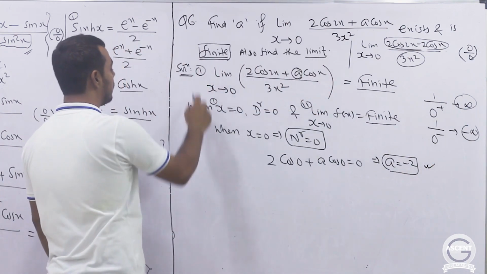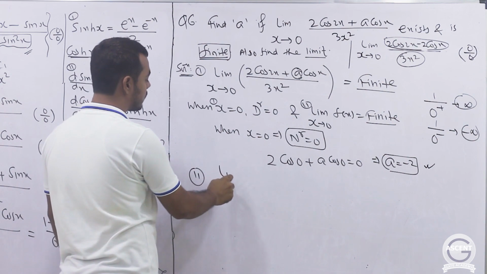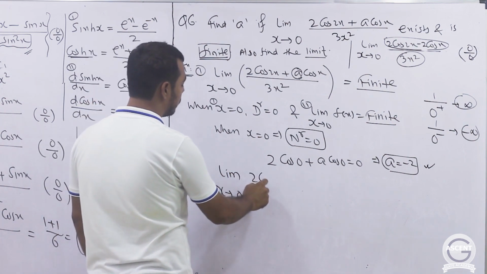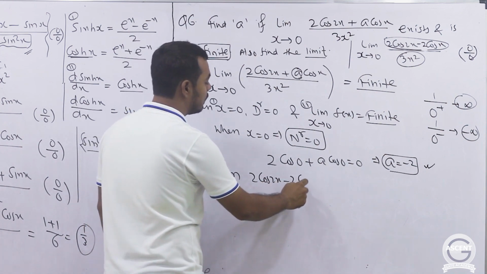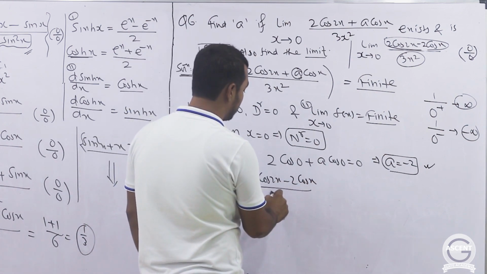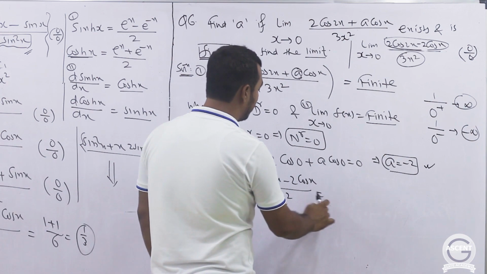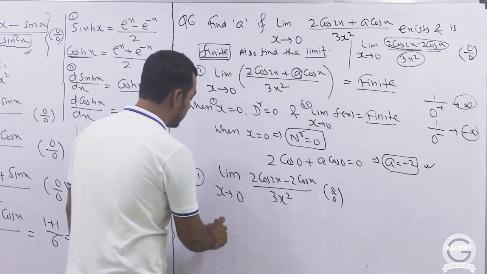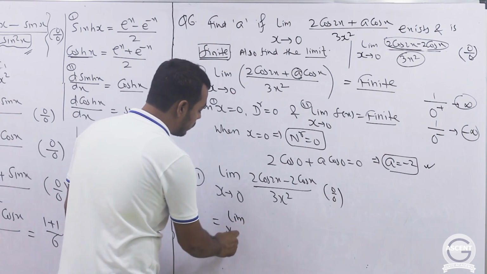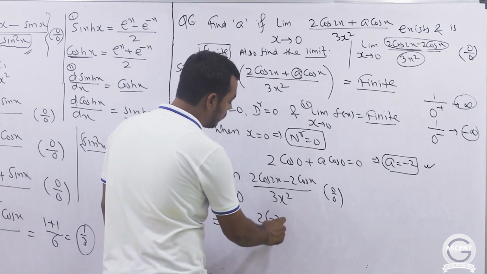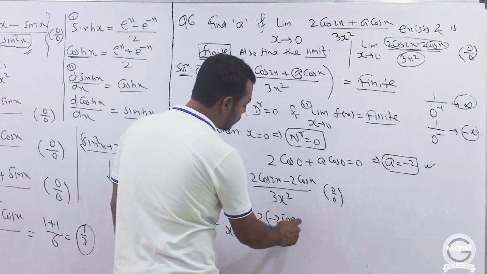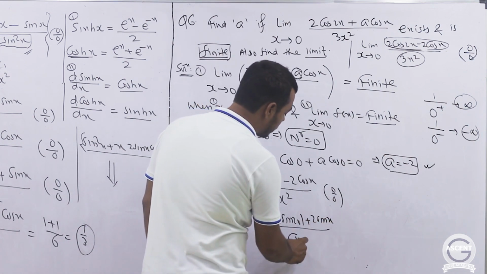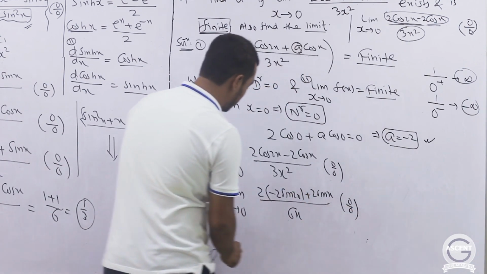Now the second part of the problem is we need to evaluate the value of this limit. The second part is easy now, because we have obtained the value of a, and this is divided by 3x square. Apply L'Hopital's rule because you are getting the 0 by 0 indeterminate form. So this can be written as limit x tending to 0, the derivative of cos 2x will be minus 2 sin 2x, plus 2 sin x, and this divided by 6x. Again 0 by 0 indeterminate form.